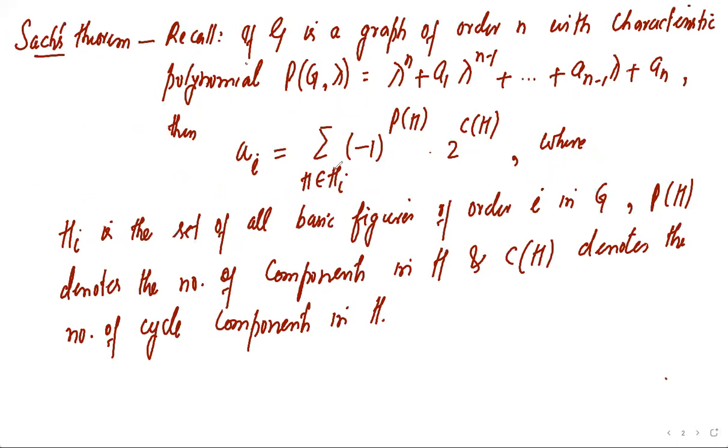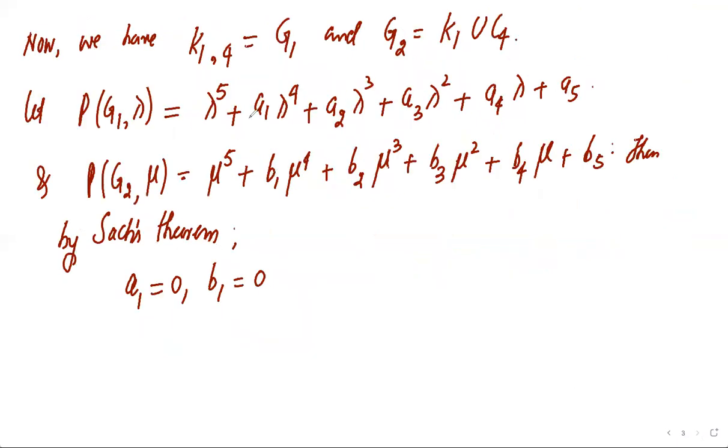Its formula is the summation over (-1)^p(H) times 2^c(H), where the summation runs over all basic figures of order i, and a basic figure is a graph which is either K2 or a cycle or the union of K2s and cycles. Now when we compute A1, it means the set of all basic figures which consist of one vertex, but a basic figure is at least K2, so there is no basic figure of order 1, so A1 is always 0 and B1 is always 0.